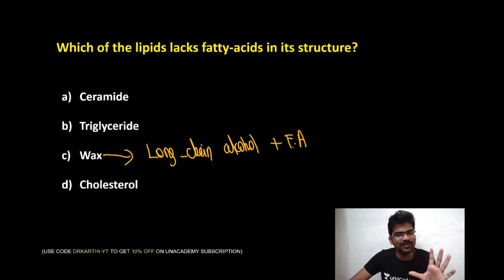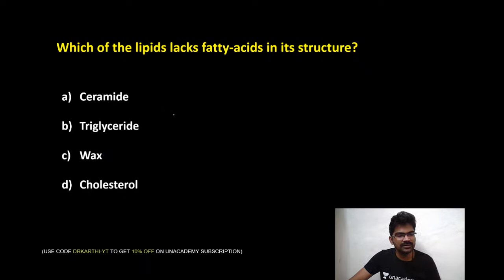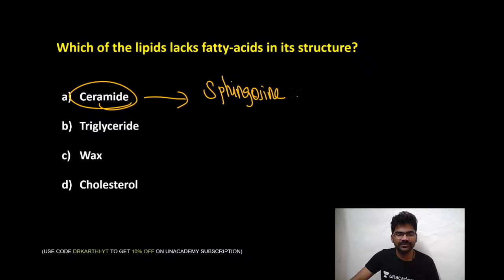Something like myristic acid will be there in the wax. I think honeybee wax contains myristic acid, if I remember correctly. Clear? Okay, so that is one. Dina is saying it is A. Dina, what is ceramide? Ceramide is sphingosine plus fatty acid. Clear? So fatty acid is there.